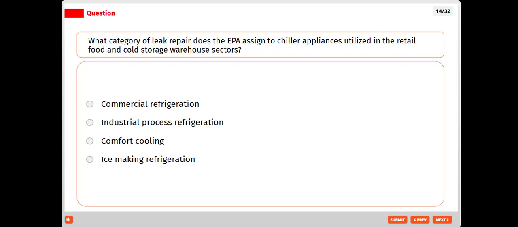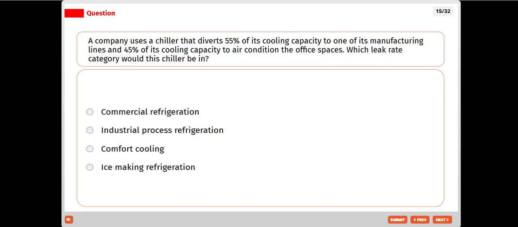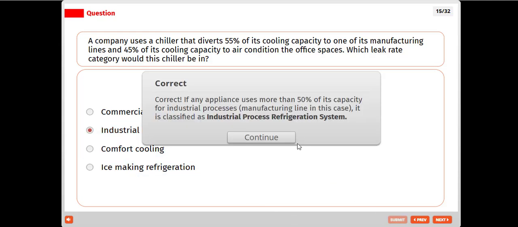What category of leak repair does the EPA assign to chiller appliances utilized in the retail food and cold storage warehouse sectors? It's commercial refrigeration. A company uses a chiller that diverts 55% of its cooling capacity to its manufacturing, so it will be industrial.